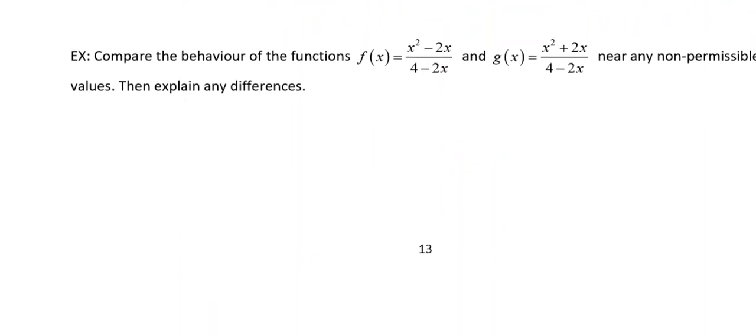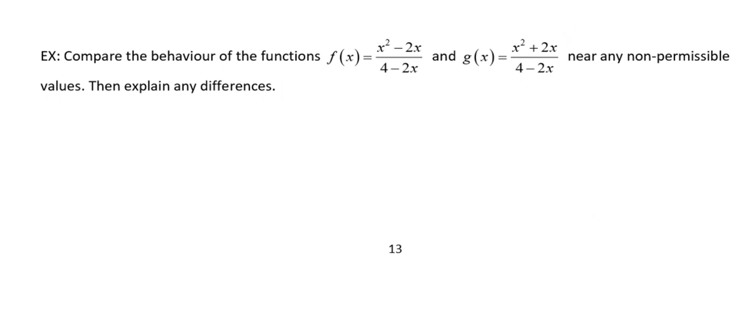Next one here. So compare the behavior of this function and this function, noticing that the only difference here is this one's minus and this one's plus 2x. And then near any non-permissible values, explain any differences. So, all right, let's do the first one. We'll say f of x is equal to, and then I'm just going to factor this.